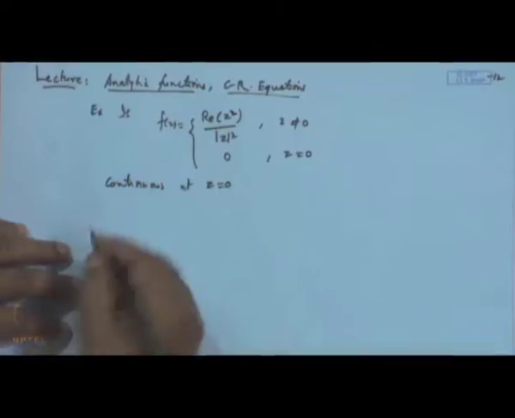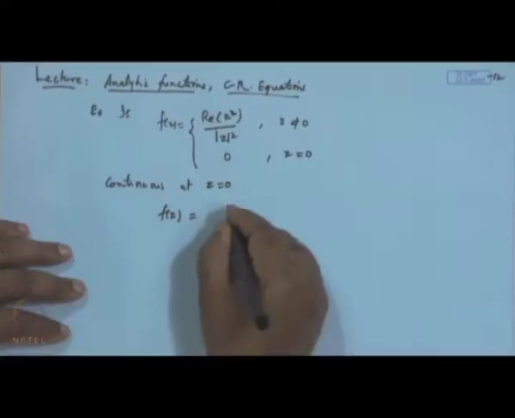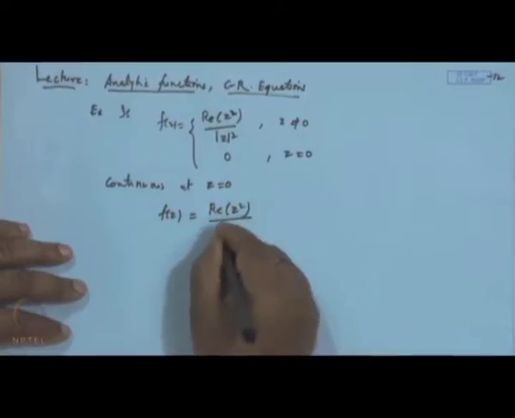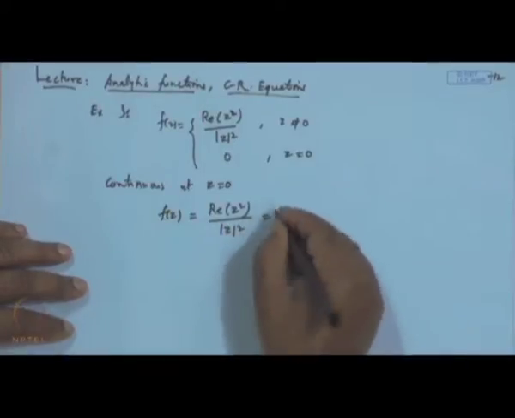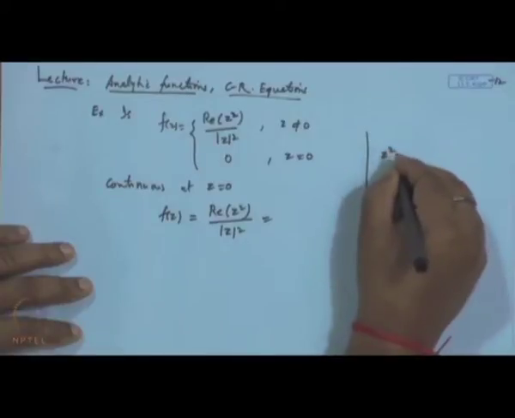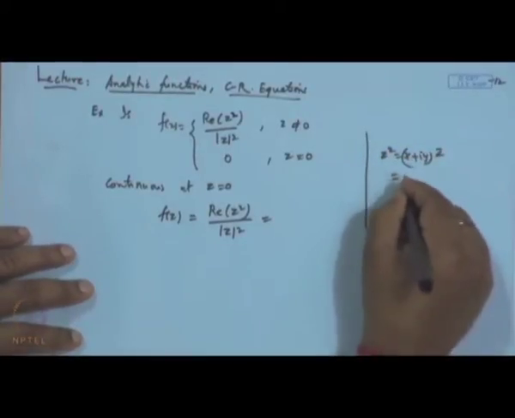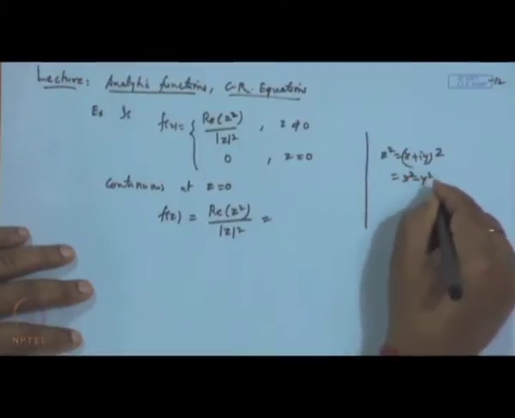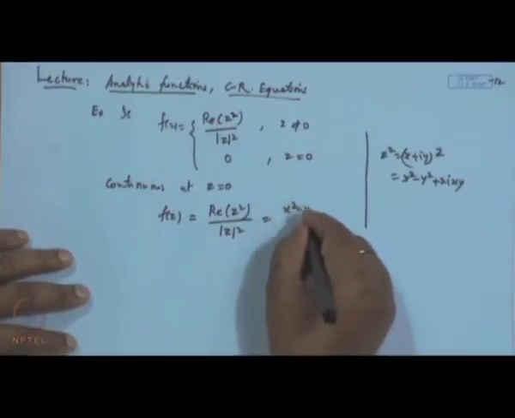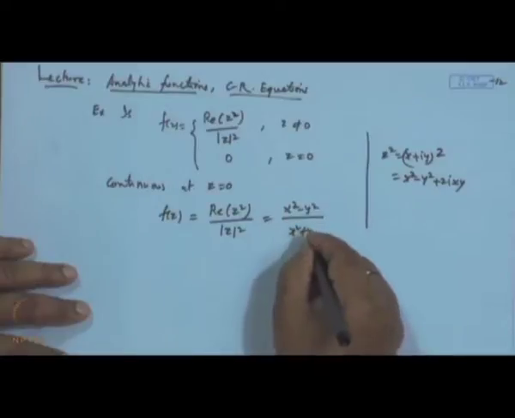If we look at the function f z, it is basically real part of z square divided by mod z square. That is the same as z square is x plus i y whole square, which is x square minus y square plus 2 i times x y. So, the real part is x square minus y square over x square plus y square.